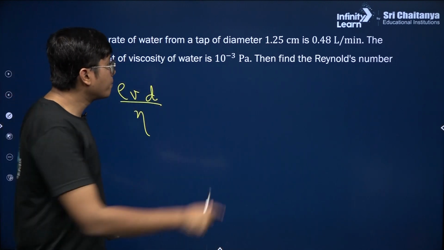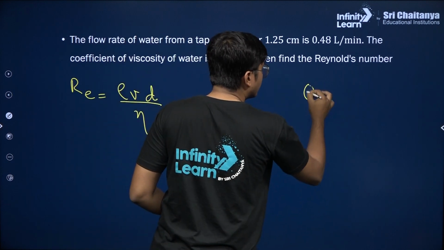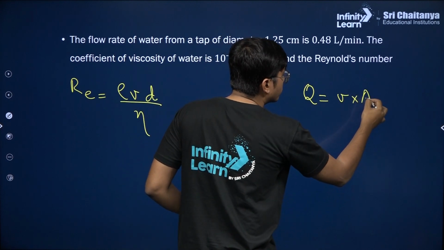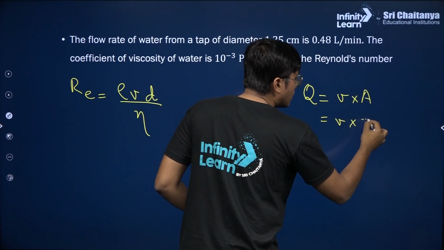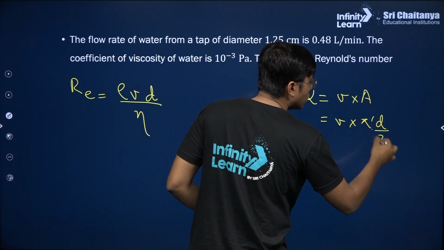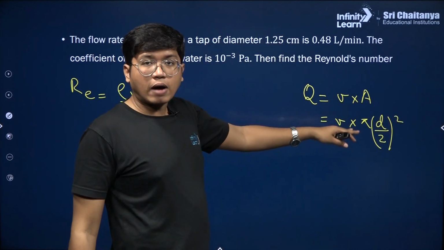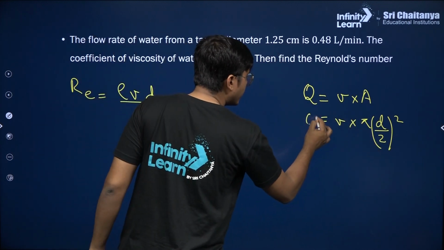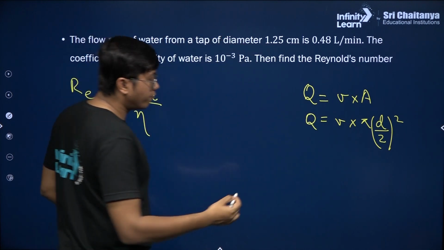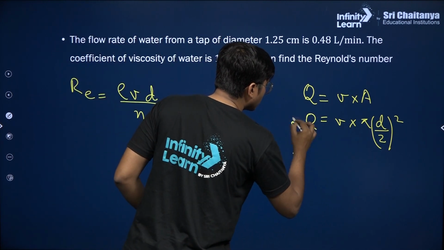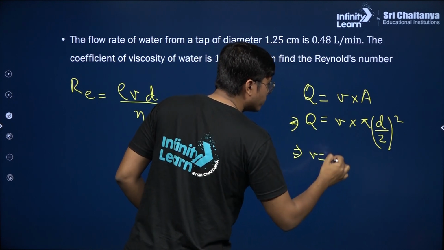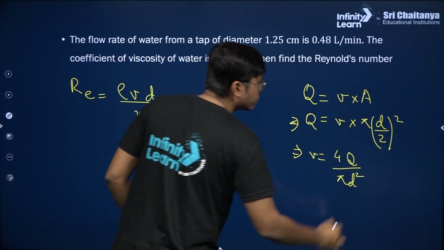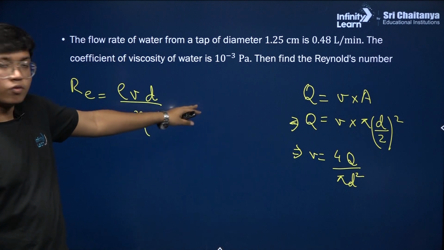Now to find out V, we have been given the flow rate, and the flow rate Q is equal to the speed into the cross sectional area. So this would be V into pi into d by 2 whole square. I've replaced R square with d by 2 whole square because the diameter is provided, which means our V would be equal to 4Q divided by pi d square, right? I've just sent everything over to the other side.